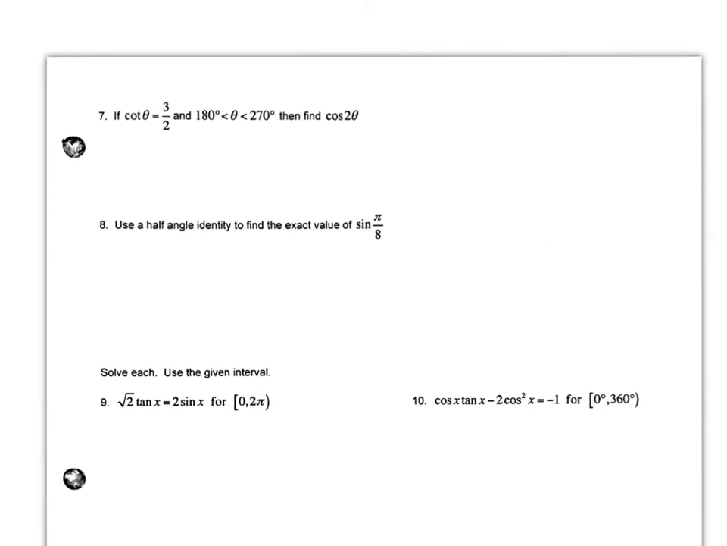Again, I see cosine of 2 theta, so probably we're going to have to draw the triangle. And you can see where it's telling you you're between 180 and 270. So that's quadrant 3. It says the cotangent. Well, the tangent is opposite over adjacent, so this is adjacent over opposite. You've got to use the Pythagorean theorem to find the missing side. 2 squared plus 3 squared, which is 9, equals x squared, so it's 13.